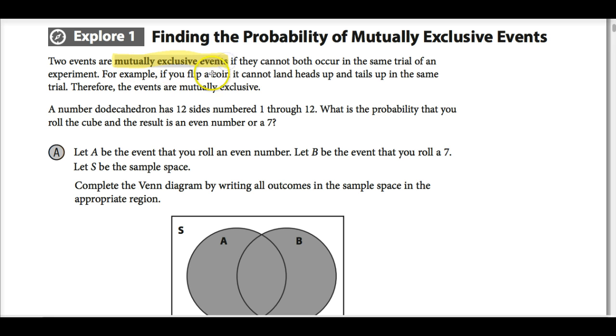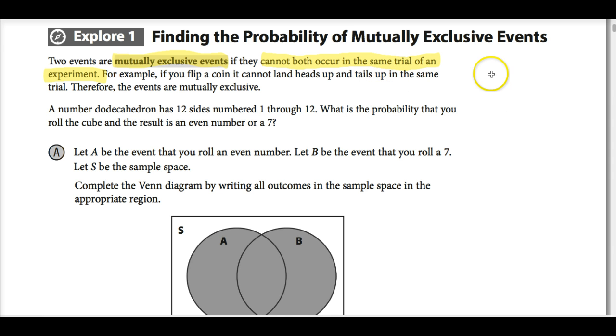Mutually exclusive events. Two events are mutually exclusive events if they cannot both occur in the same trial of an experiment. Basically, you might want me to translate that for you because that's too hard. It actually translated it here for you. You flip a coin, it cannot land heads up and tails up in the same trial.